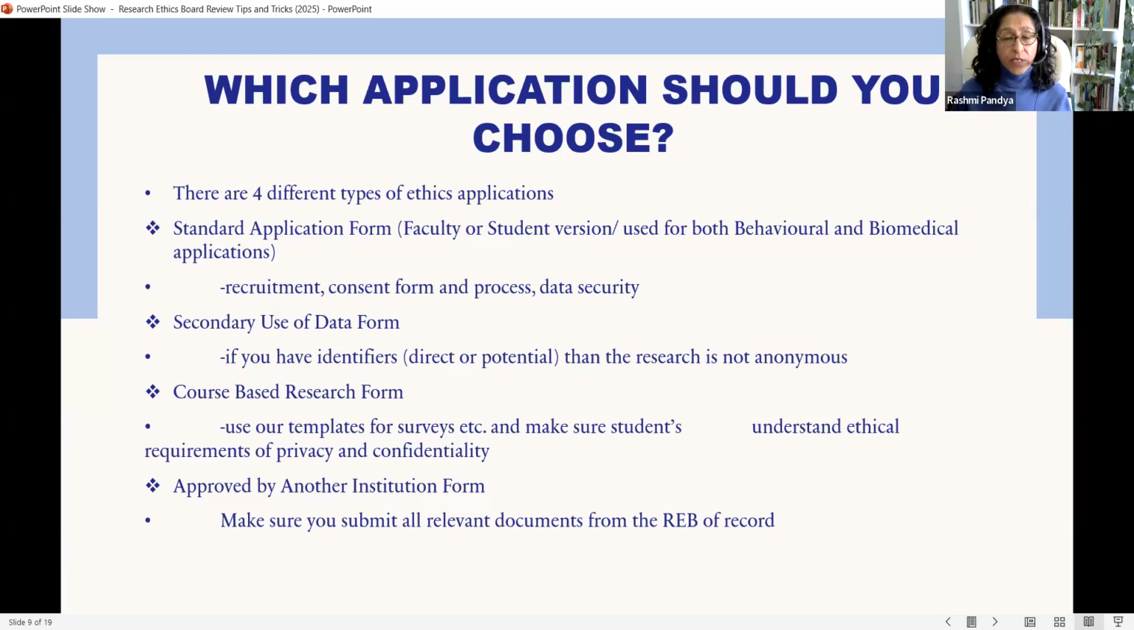So what I mean by relevant documents is the application, the notices of ethical review, the approval, all of the accompanying documentation like recruitment material, consent forms, data variable lists, anything like that that was submitted and approved by the other REB needs to be submitted for review, please.